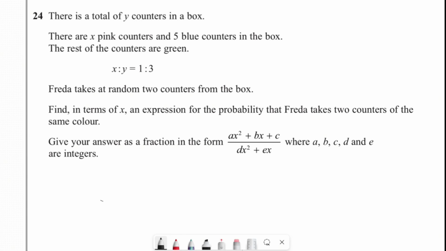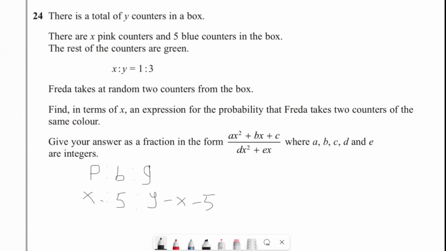So let's begin. The first thing that I've noticed, there are pink counters, so I'm just going to write a P for pink. Blue counters. And also green counters. We know that there's x pink counters, 5 blue counters, and we know the rest of them are green. Well, we know that the total number of counters is y. So we can say y minus x minus 5. And that will tell us the number of green counters.